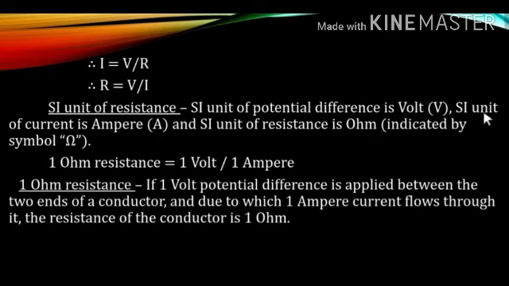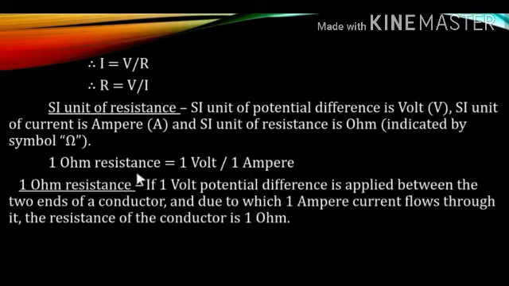Now, the SI unit of this resistance: we will put the SI unit of potential difference, that is volt. The SI unit of current is ampere, and the SI unit of resistance is ohm, which is indicated by the symbol Omega. Now 1 ohm resistance is equal to V, a potential difference of 1 volt, and I, its unit is placed here, 1 ampere. Therefore, 1 ohm resistance is equal to 1 volt divided by 1 ampere.